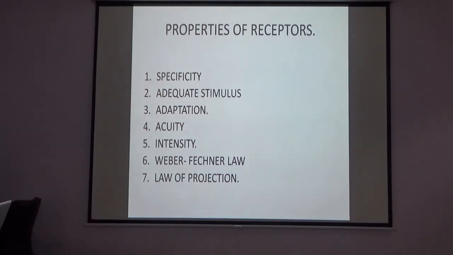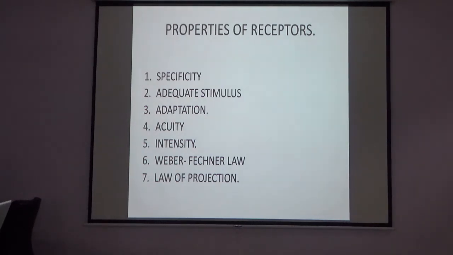Then the fourth property of receptor is acuity. Acuity means precision of stimulus localization, which depends on the number of receptors present in that area where the stimulus is applied. Fifth is intensity. The strength of the stimulus is the intensity of the stimulus. When the strength is more, the activated neuron fires at more rate, and the receptors present even at some distance away can also receive the stimulus and discharge, and that is called receptor recruitment.